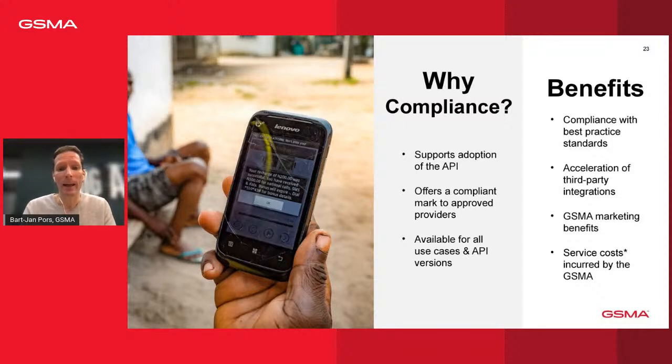And the service is available for all use cases covered within the specification and for all versions of that specification, should you still be running on a legacy or an earlier version of the specification.